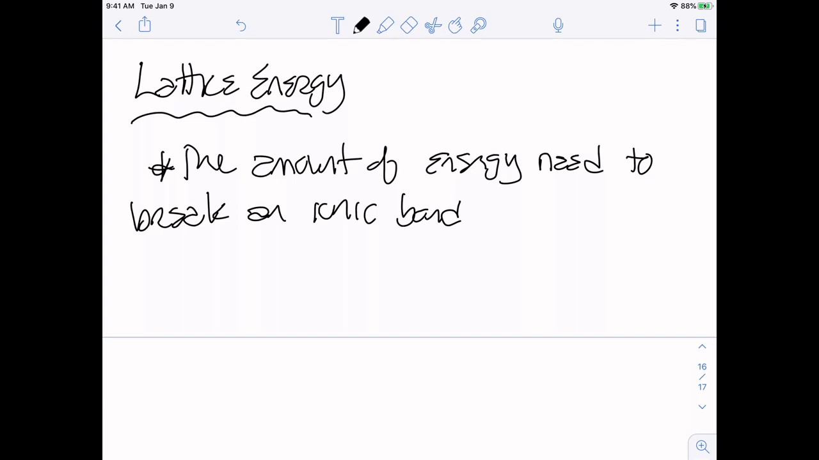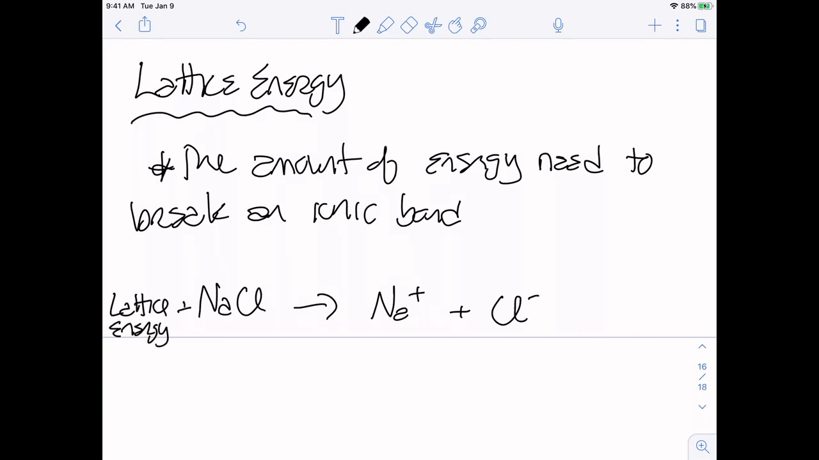So if I have sodium chloride and I want to separate it into sodium ions plus chloride ions, that's going to take energy to do that. That energy is my lattice energy. So we have to put energy into breaking that.